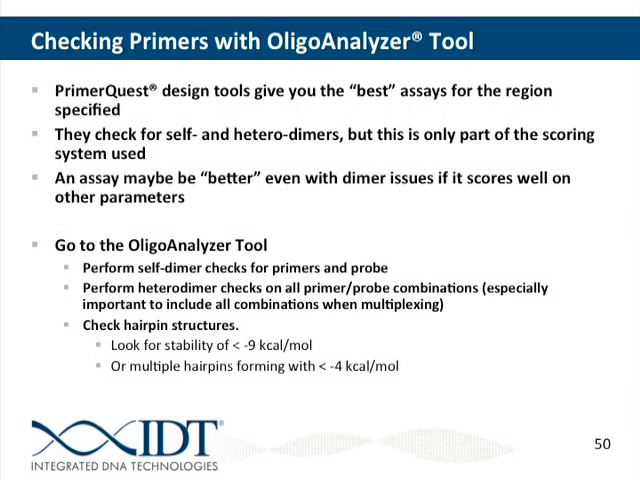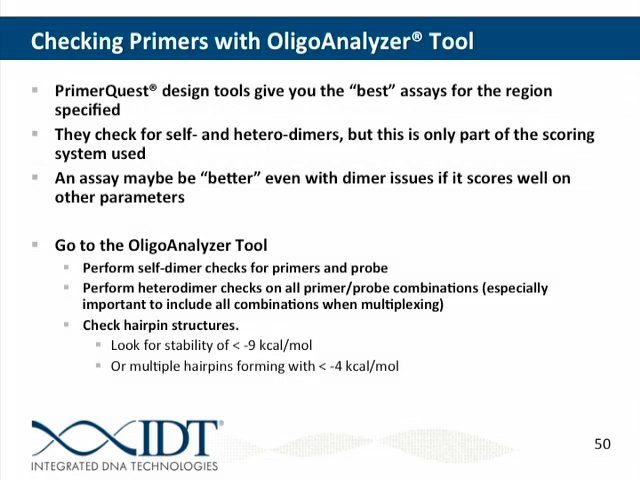And so we've got our assay. We know it's highly specific by BLAST. We don't have any SNPs in our primers or probes that could potentially interfere. So now the last thing that we want to do is to check these primers and probes using the OligoAnalyzer tool to assess whether there are any dimers or hairpins that might potentially inhibit the reaction.